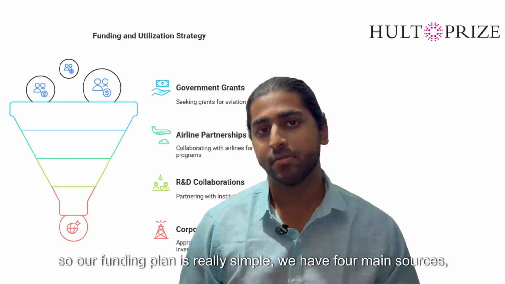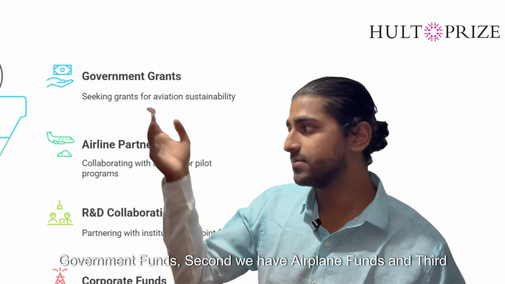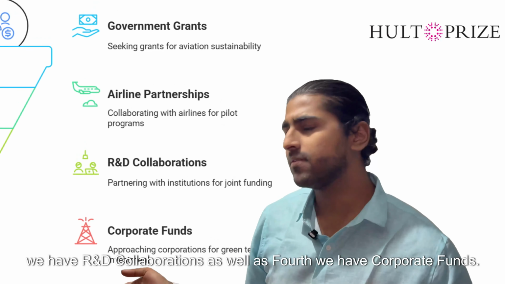So our funding plan is really simple. We have four main sources. We have created a hierarchy for them. First, government funds. Second, we have airplane funds. And third, we have R&D collaborations. As well as fourth, we have corporate funds.